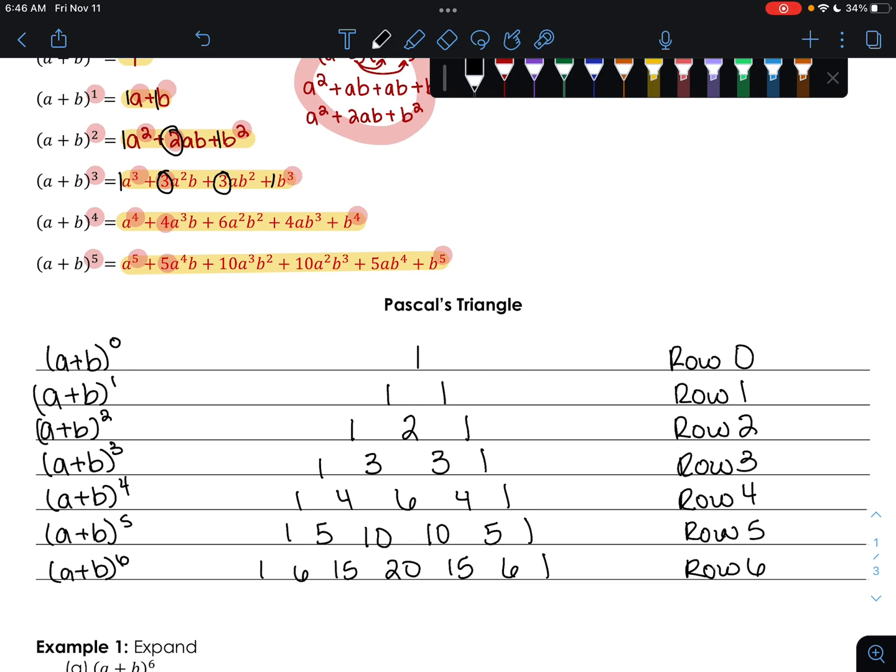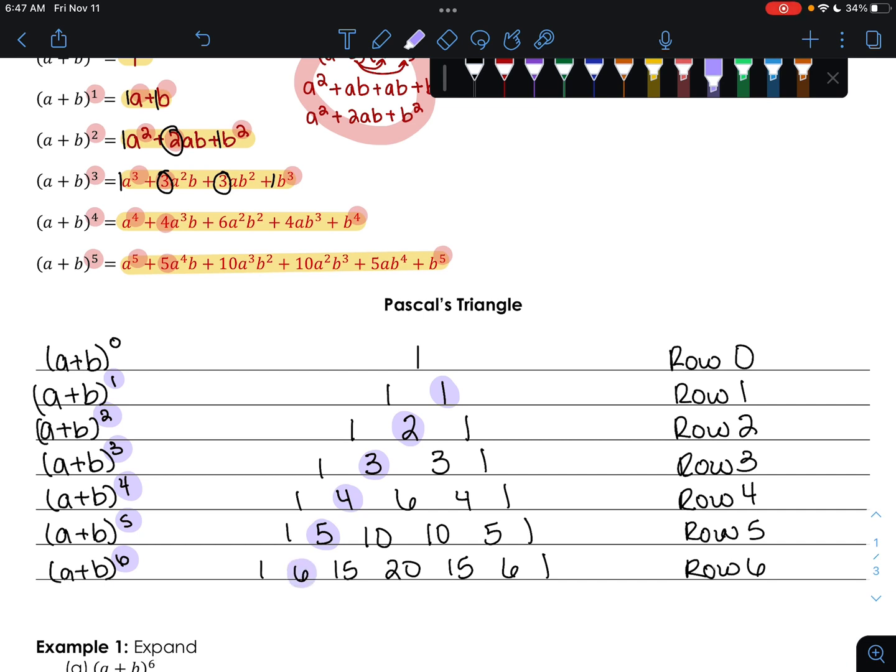power. So how you can determine what row you use, you look at the second term. We always start with row 0. Then row 1, we look at the second term. Row 2, when my exponent's a 2, the second term is going to be a 2. Row 3, when my exponent's a 3, my second term's a 3. When my exponent's a 4, my second number is a 4. When my exponent's a 5, my second number is a 5. When my exponent's a 6, my second number is a 6.